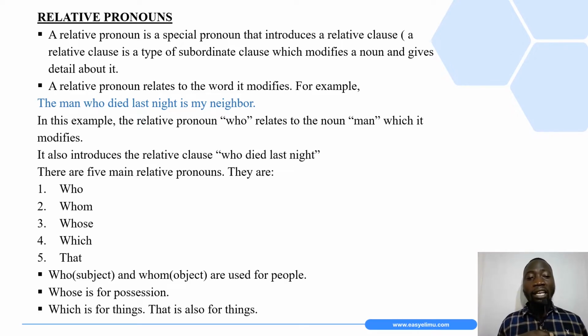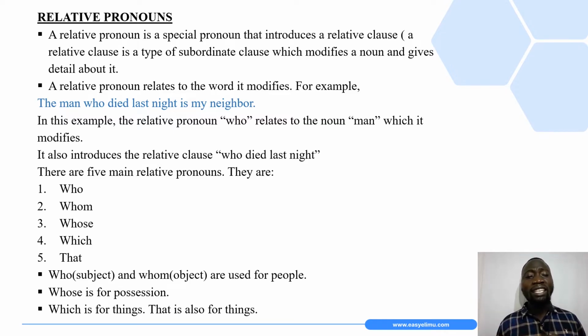For example, let us look at the sentence that we have below. The man who died last night is my neighbor. The man who died last night is my neighbor. In the above example, the relative pronoun who relates to the noun the man, which it modifies.